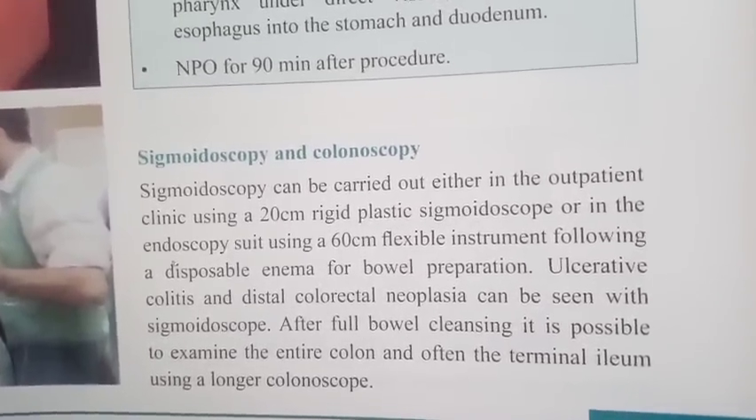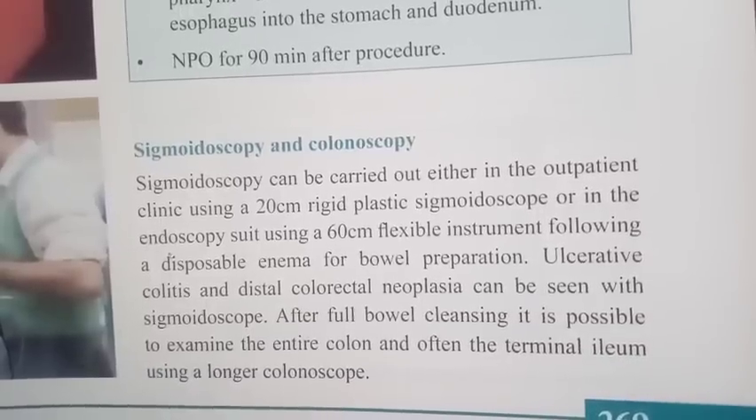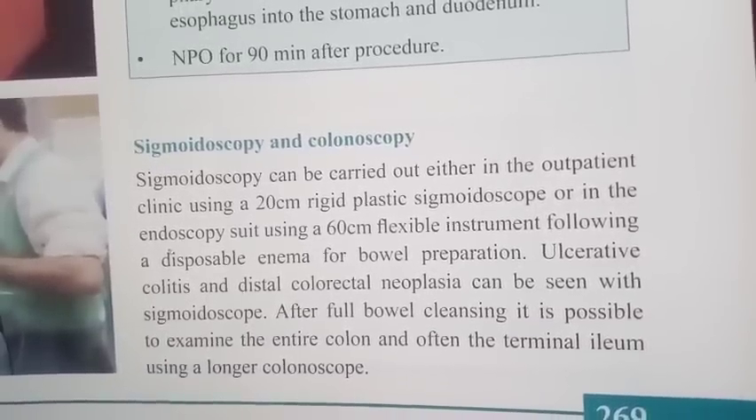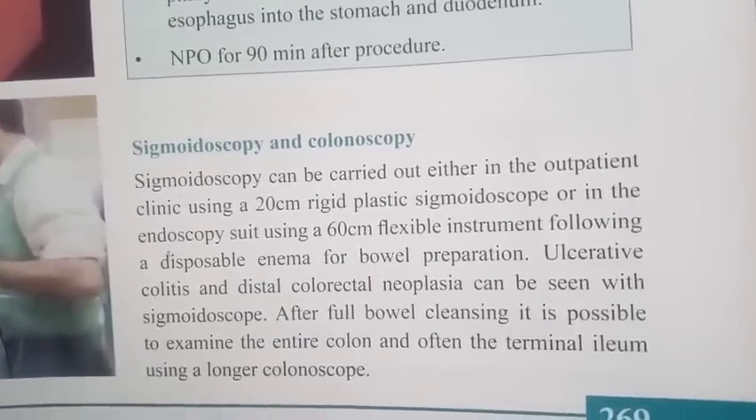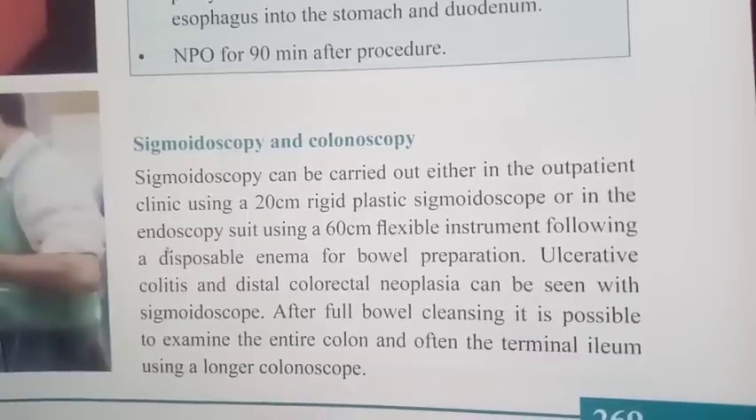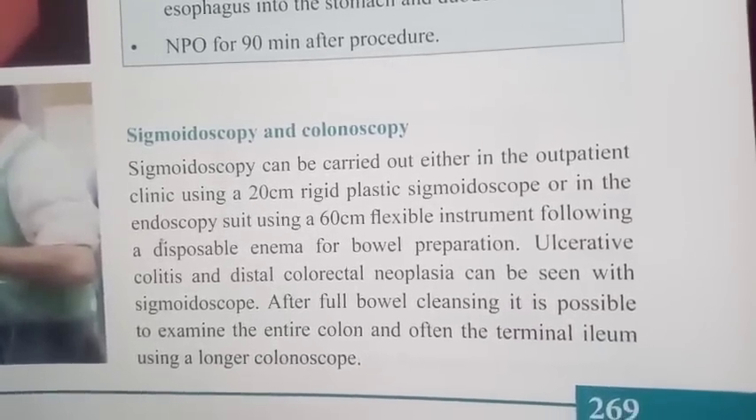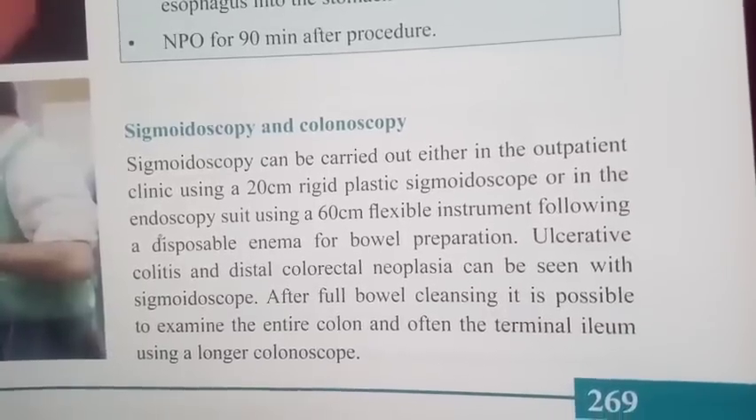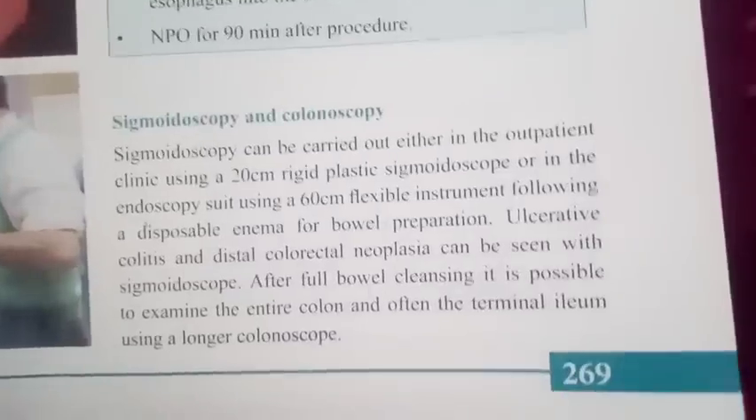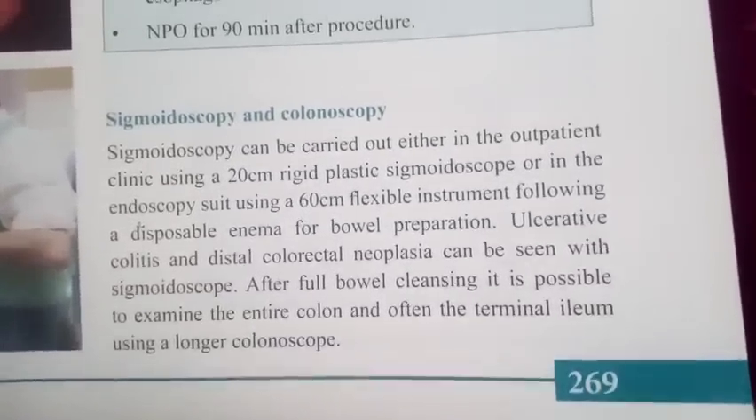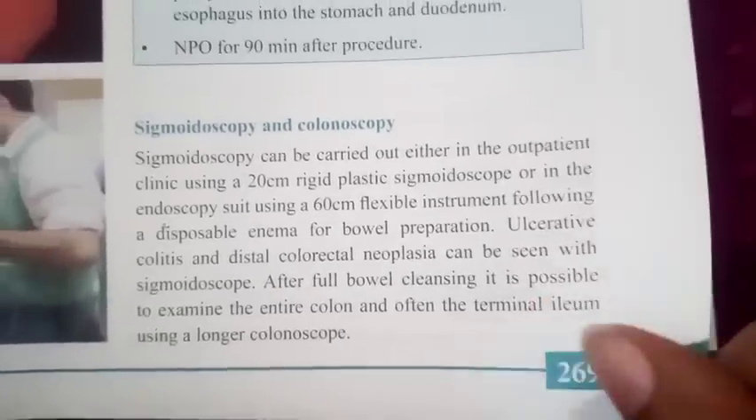Sigmoidoscopy and colonoscopy. Sigmoidoscopy can be carried out either in the outpatient clinic using a 20 cm rigid plastic sigmoidoscope, or in the endoscopy suite using a 60 cm flexible instrument following a disposable enema for bowel preparation. Ulceration, colitis and distal colorectal neoplasia can be seen with the sigmoidoscope. After full bowel cleansing, it is possible to examine the entire colon and often the terminal ileum using a longer colonoscope.